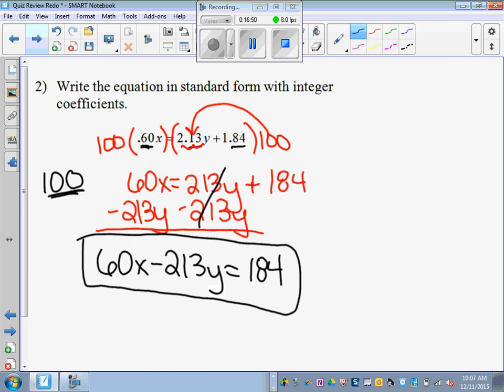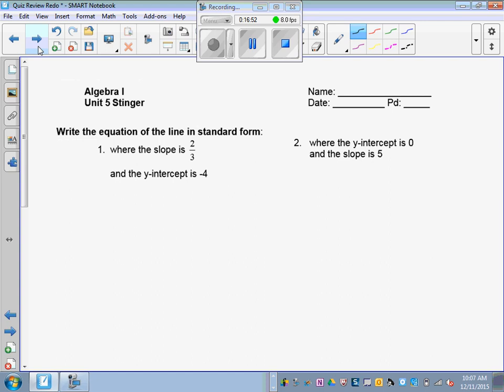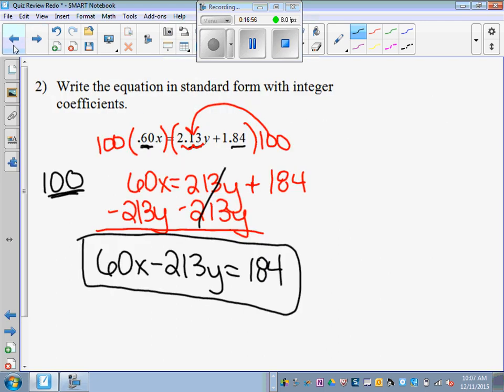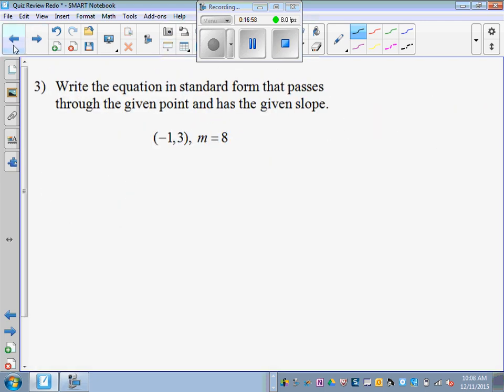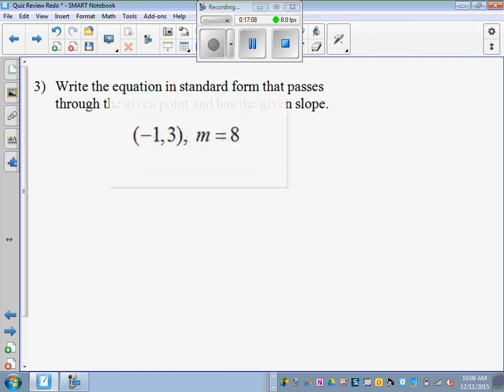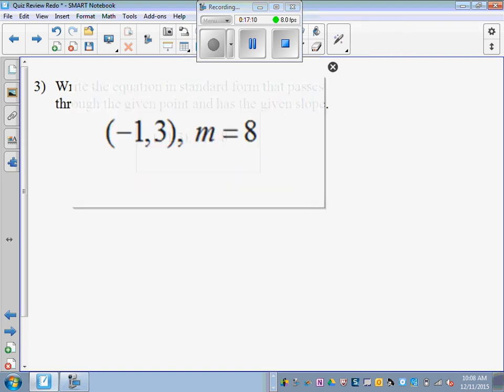Okay, I want you to copy down that one. First this one. We're gonna do number 3 and then we're gonna do number 4. Alright, I want everyone copying down this problem.